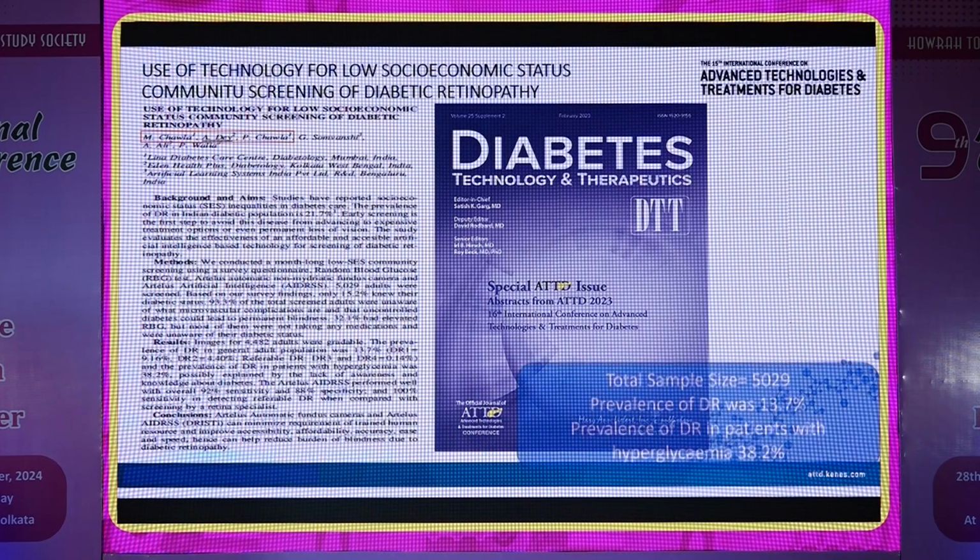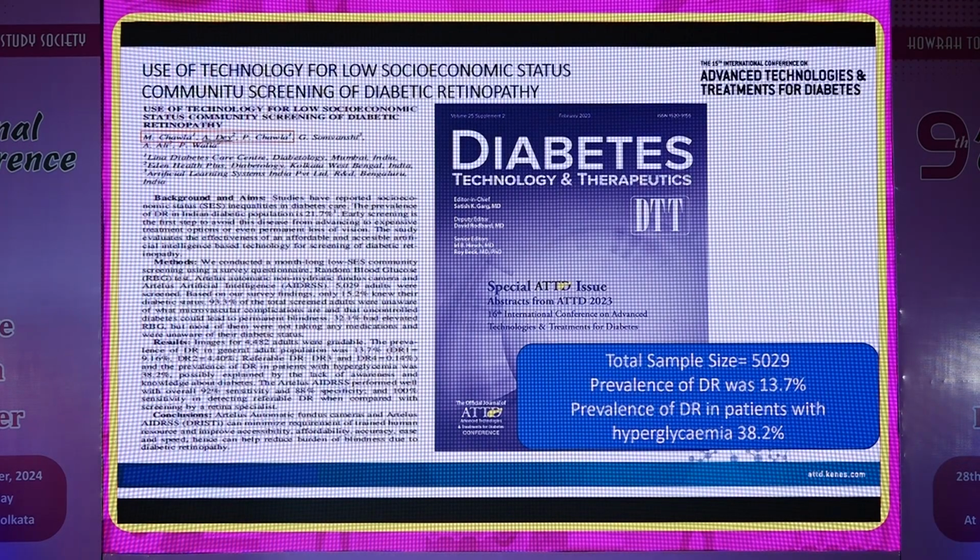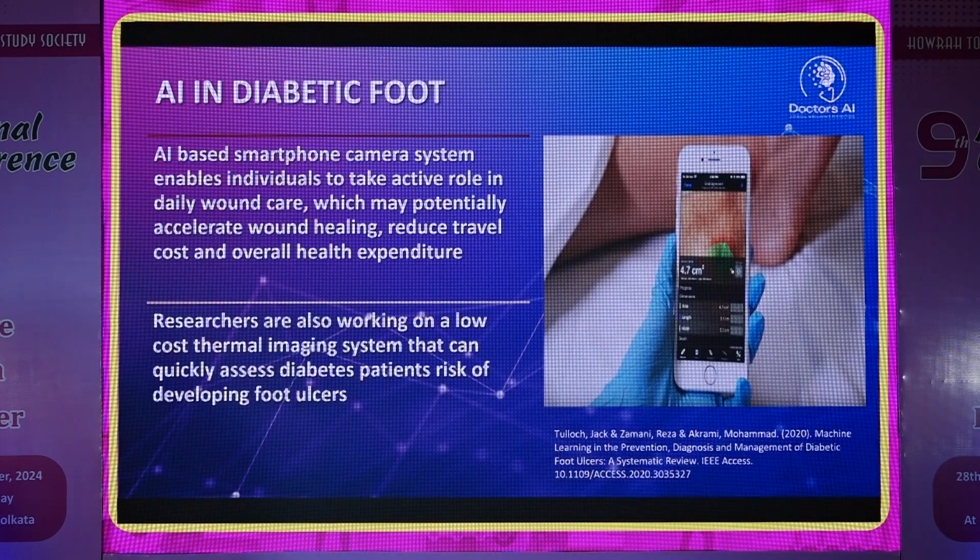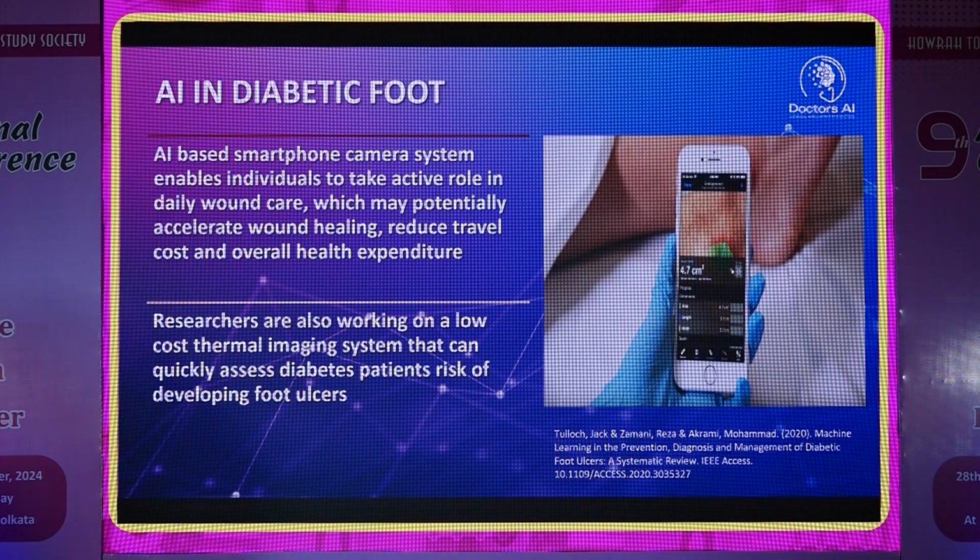And this was one of a large sample study that we did in Chandni Chowk in Kolkata here, and we found the prevalence of diabetic retinopathy in the community to be 13.7%. It was a community screening we did on 5,000 patients, and this was published in ATDD a couple of years back. What about use of artificial intelligence in diabetic foot?